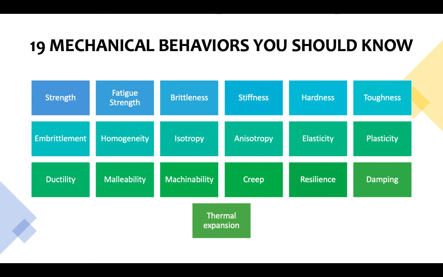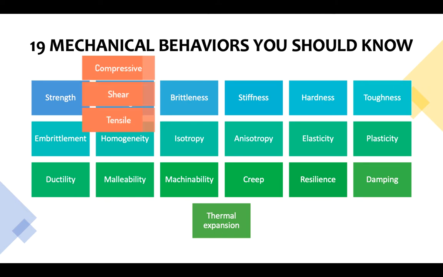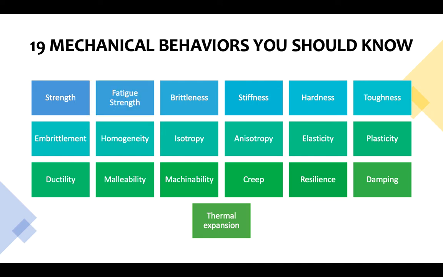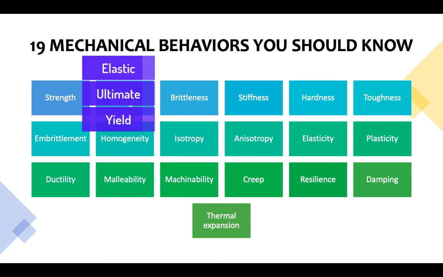Strength is the measurement of how much load a material can withstand before failure. The more load a material can bear, the more strength it has. There are 3 different types of strength based on loading types, which are compressive strength, shear strength, and tensile strength. In regards to deformation before fracture, the 3 types of strength are elastic strength, ultimate strength, and yield strength.